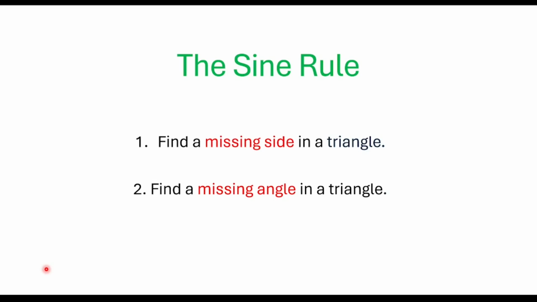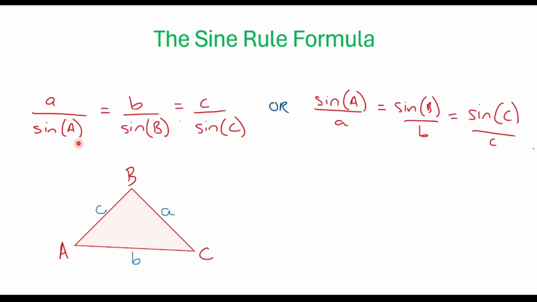So the sine rule is really great because it helps you find the missing side in a triangle and a missing angle in a triangle, even if it's not a right angle triangle. The sine rule formula is a over sine A equals b over sine B equals c over sine C. You can also write it the other way with the fractions flipped.